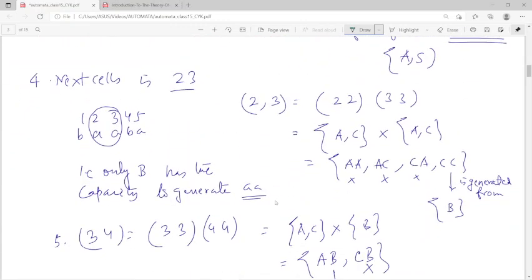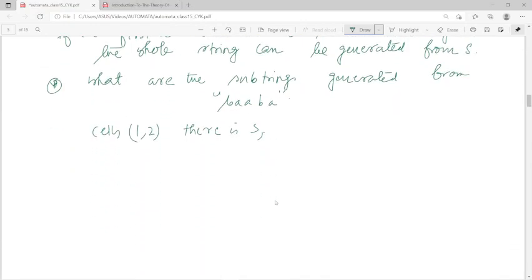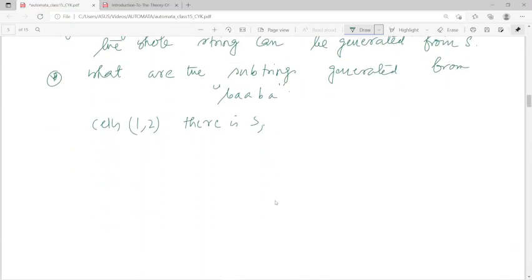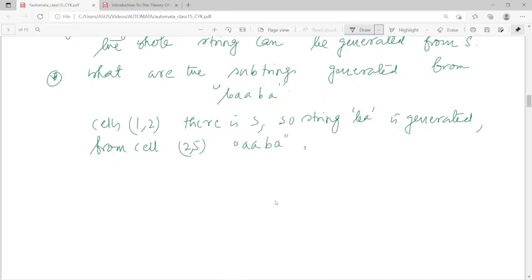We did not do all this only for that. From here we can also say how many substrings can be generated. So I can say the string BA is generated, and from cell 2 5, AABA is generated. From cell 3 4, the substring AB can be generated. So how many substrings can be generated can also be found from the table. There may be several questions.